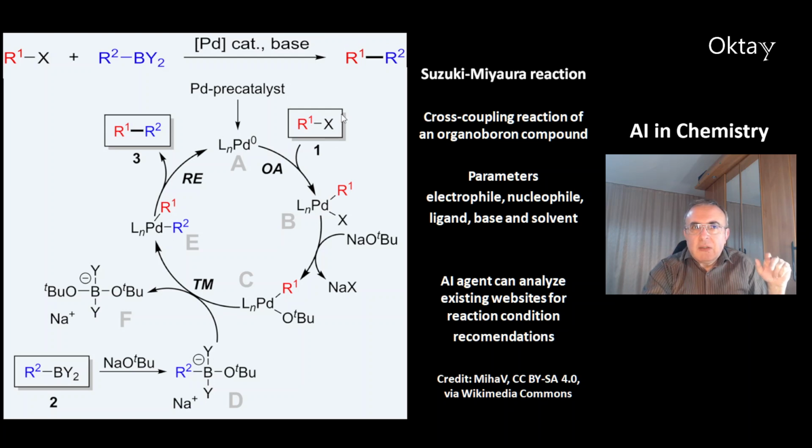The organohalogenide compound is added to the palladium complex. L is the ligand, and the halogenide is replaced by butylate. The next step is addition of the organoboron compound, and you get this intermediate compound. And in this step, the new carbon-carbon bond is formed, and you get your catalyst back. Important parameters are the electrophile, the nucleophile, the ligand, the base, and the solvent. And you can use an AI agent to analyze existing websites for reaction condition recommendations.